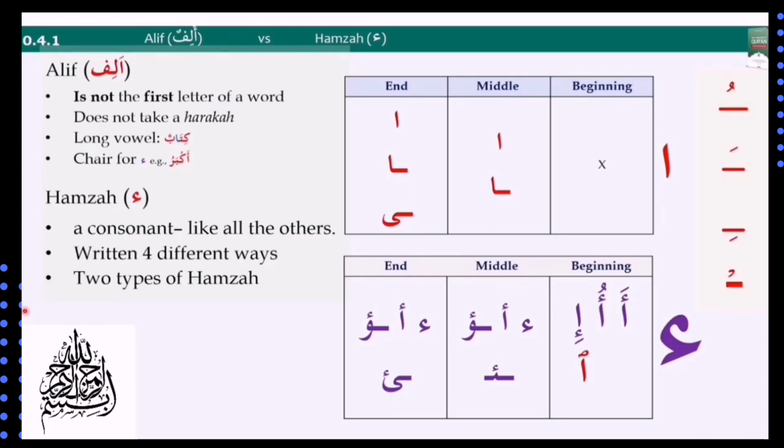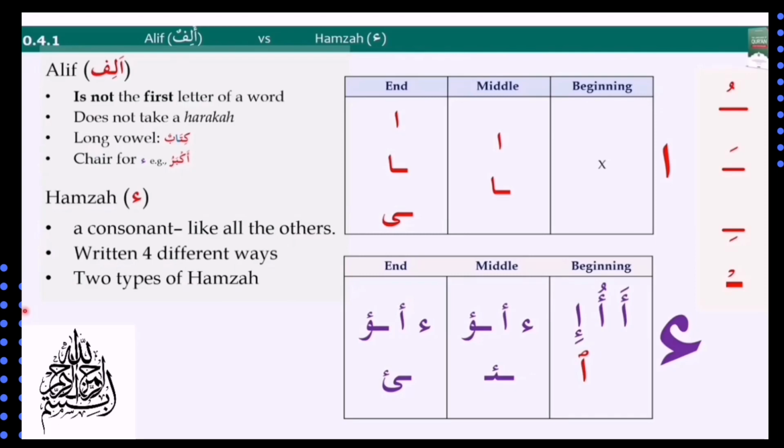Hamza in the middle of a word can be written by itself, on an Alif, on a Waw, or a Ya. Hamza at the end of a word can also be written by itself, on an Alif, or a Waw, or a Ya. There are some complex writing rules regarding Hamza. Inshallah, I'll cover them in more advanced lessons. For now, just note this point, that Hamza can be written 4 different ways.